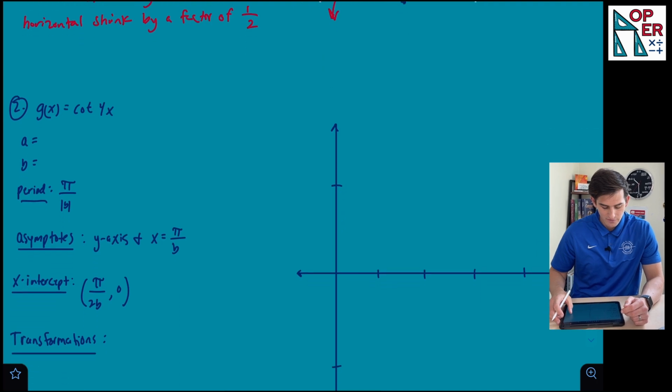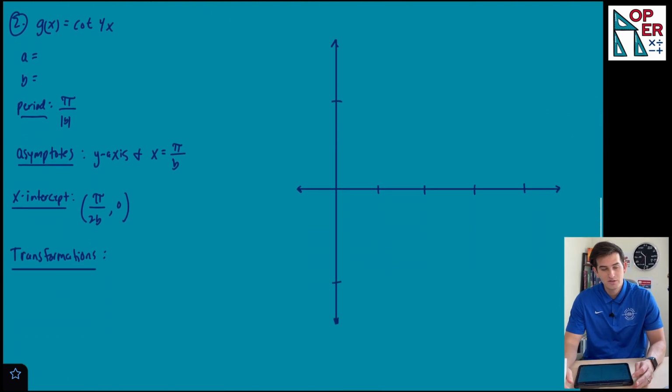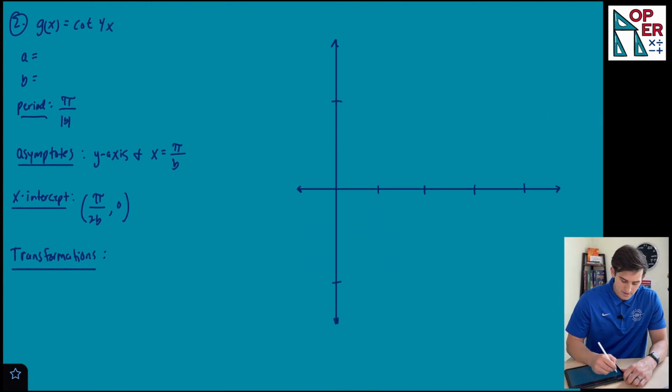All right, now let's go down here for cotangent. So we have g of x equals cotangent of 4x. So we don't see an a value, so a is 1 and b is 4. So our period in this case is going to be pi over 4.